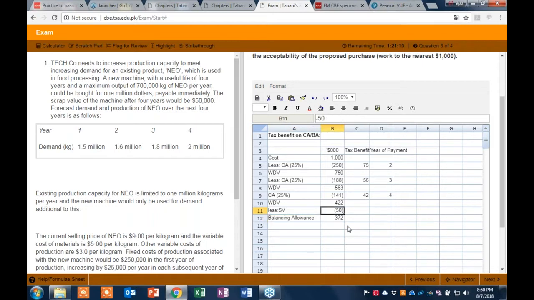In case we did not have any scrap value, then the whole of 422 would have been claimed as balancing allowance. Because of the scrap value, the balancing allowance will be reduced to $372. And now we'll take 30% of 372 as our tax benefit, and it will be claimed in the 5th year. So these are the tax benefits: 75, 56, 42, and 112 approximately. And it will be shown in years 2, 3, 4, and 5 as our cash inflows. Any questions?